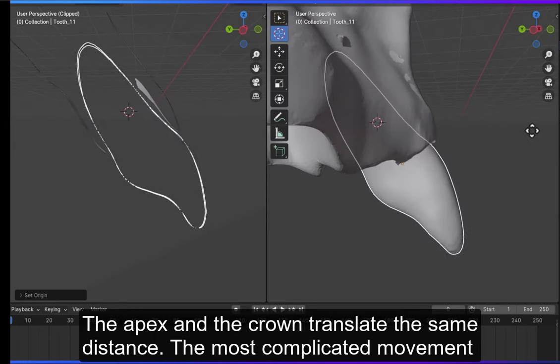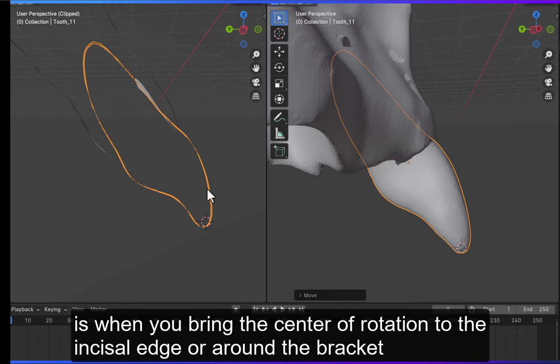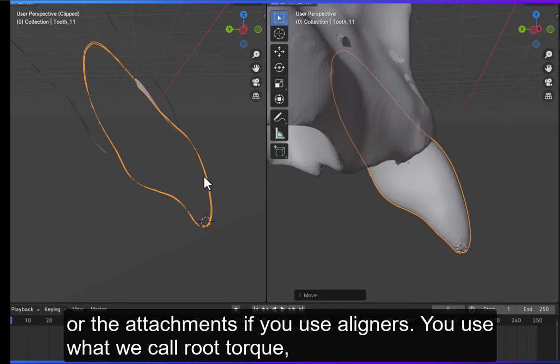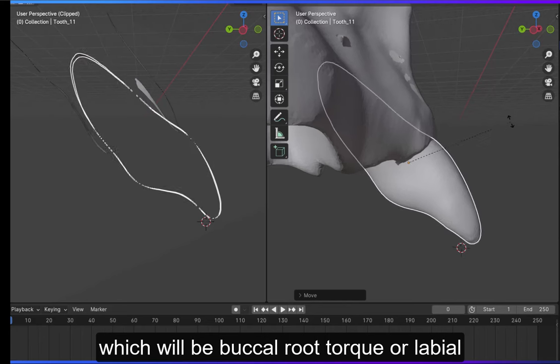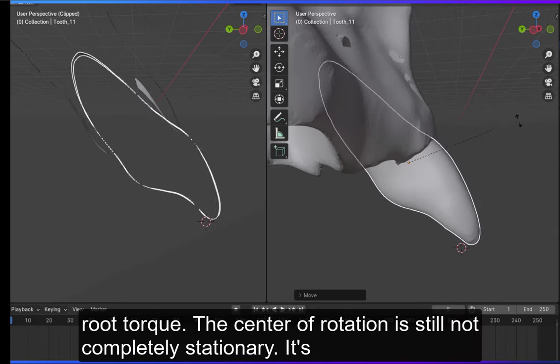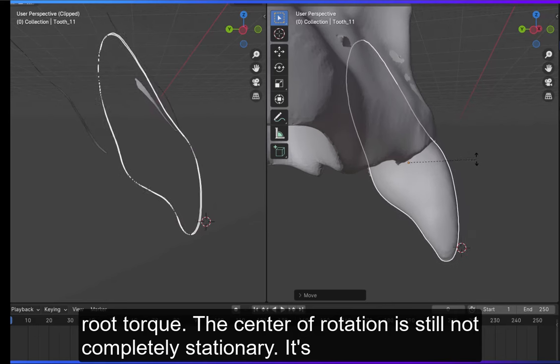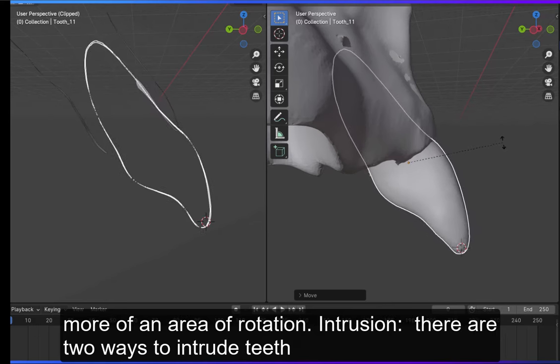Then the most complicated movement is when you bring the center of rotation to the incisal edge or around the bracket, or the attachment if you use aligners, and you use what we call root torque, which could be buccal root torque or labial root torque. As you can see, the center of rotation is still not completely stationary. It's more of an area of rotation.